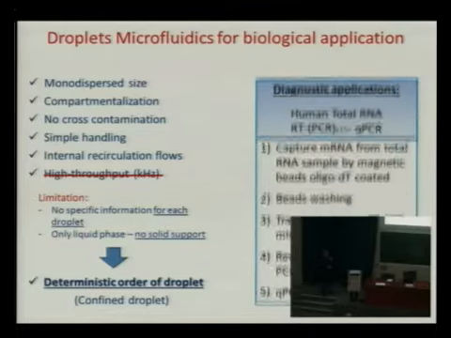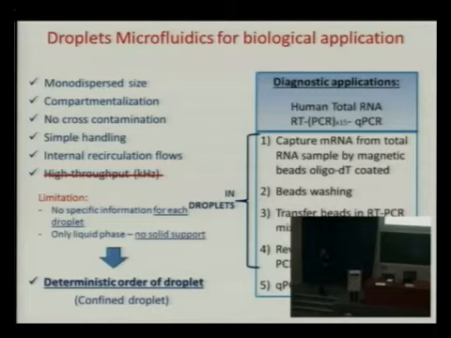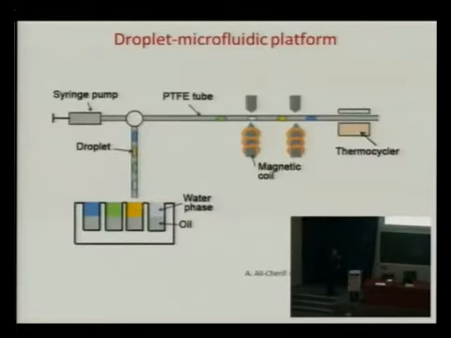In particular, what we can do in droplets is, at first, start from a total RNA sample, capture the mRNA using magnetic beads, wash these magnetic beads, and transfer these beads inside of a solution containing the RT-PCR mix, and then perform the reverse transcription and the PCR amplification inside of a droplet. For at the end, going for normal qPCR outside of a droplet.